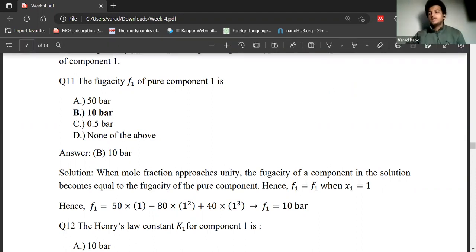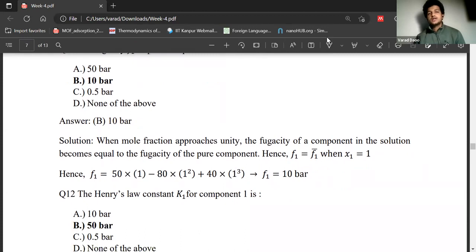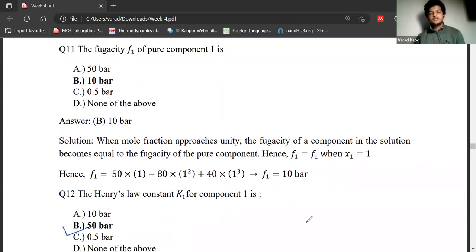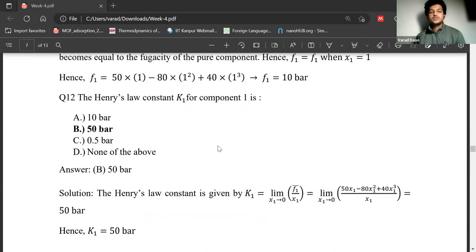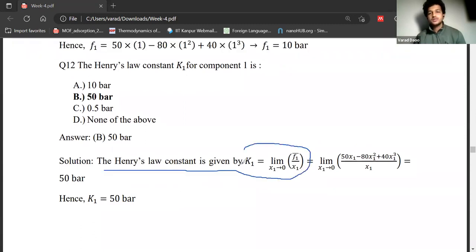Anybody has any answer? The correct answer is option B, 50 bar. Anybody got it? So let me start with the solution. What is Henry's law? Henry's law constant is given by this expression: the limit as x1 tends to 0 of F1 bar by x1.